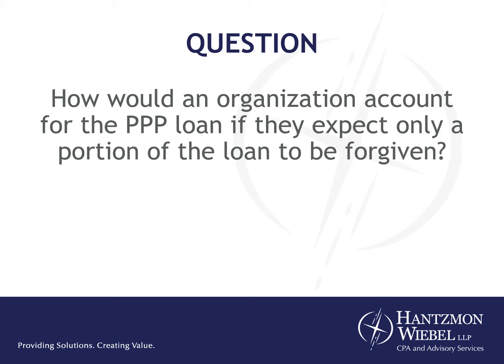As discussed in a separate video, business entities have 4 different ways available to them on how to account for the PPP loan: as debt, as a conditional grant under FASB 958, as a government grant under IAS 20, or as a gain contingency. Nonprofit organizations only have 2 ways to account for the PPP loan: as debt or as a conditional grant. Let's discuss partial loan forgiveness.